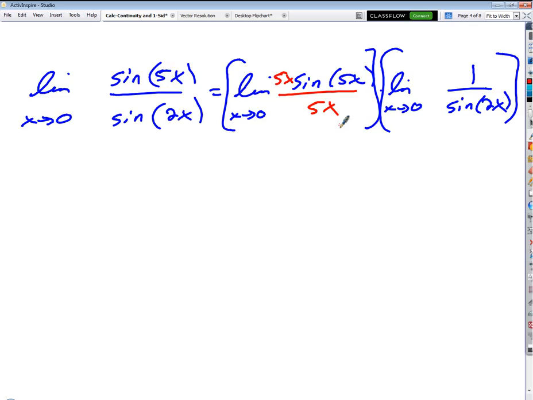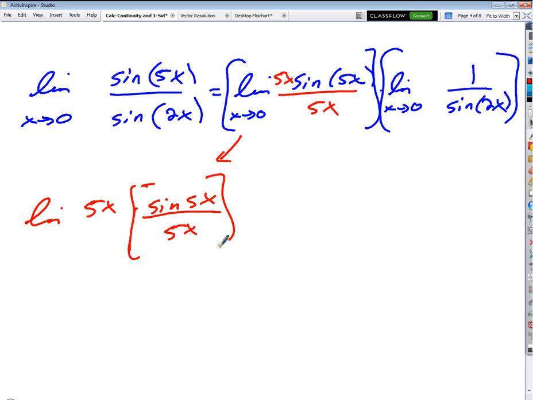So then this becomes the limit of 5x times sine of 5x over 5x as x approaches 0. Because as x approaches 0, so does 5x, so that's a freebie. We can make that transition.